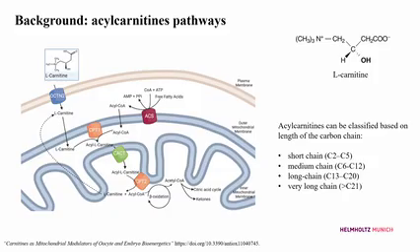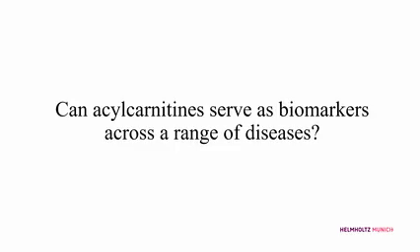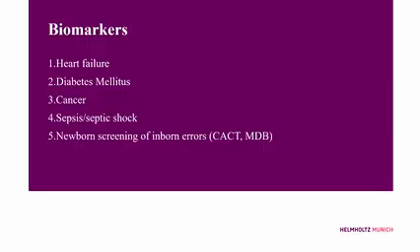Or for example, a deficiency in CACT, which is a rare autosomal recessive disorder, can still impair fat metabolism and can be also a sign of impaired fat metabolism inside of the mitochondria. This is the reason why acyl carnitines can be biomarkers of the impaired fat metabolism inside of the mitochondria. So the question now is, can acyl carnitines serve as biomarkers? Yes, I already answered that, but those are a few examples of this.